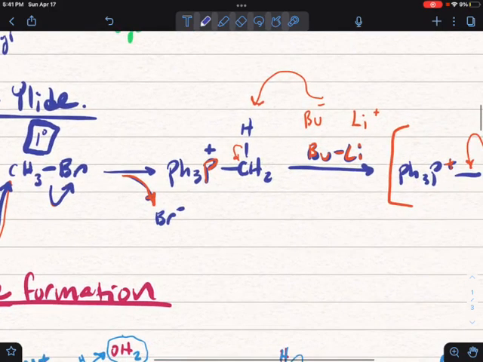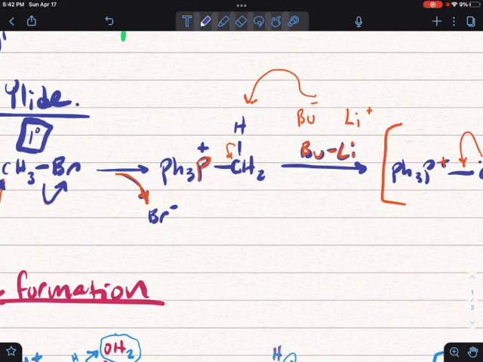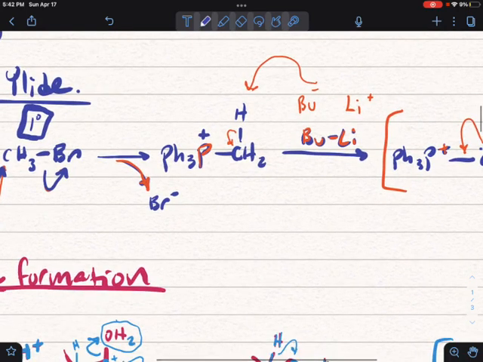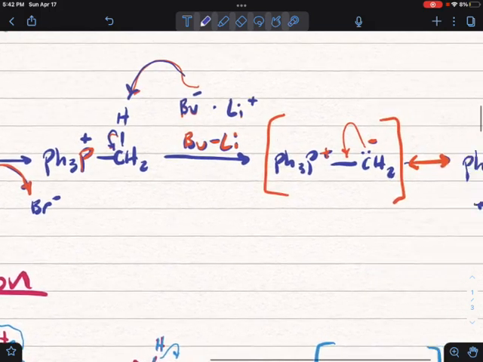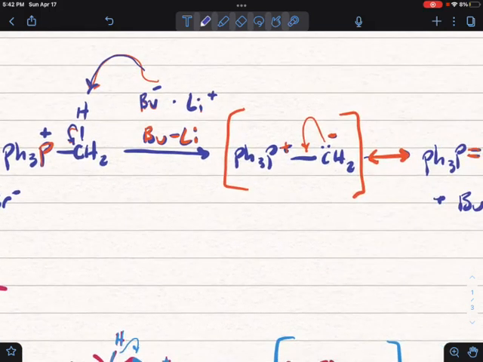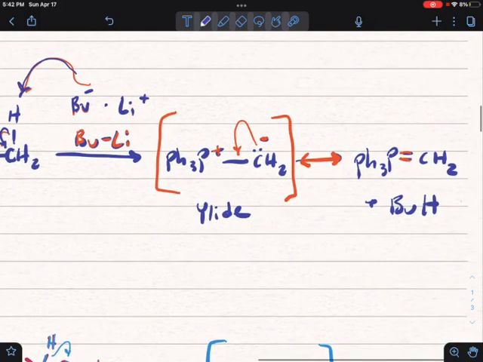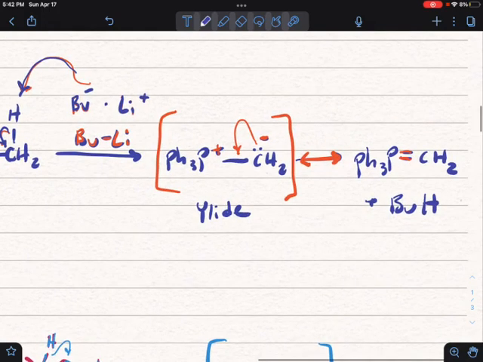Okay, and then to help stabilize this a little bit, we are going to use our, I think it's butyl lithium, and this molecule will separate into respective ions, and the butyl group will take the hydrogen, the electrons move to the carbon, and we will end up with a negative and a positive charge right next to each other, and this is our ylide.